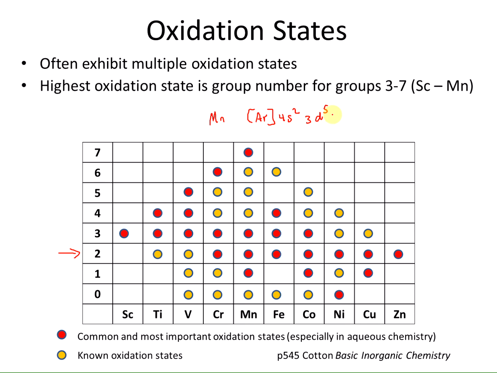And of course chromium has 1 less electron, so it's maxing out at 6. Vanadium has 1 less electron, so it's maxing out at 5. And that trend continues on. But once you get more than 7 valence electrons, it's harder and harder to remove all of them. Now you have a similar picture in your book. It may vary slightly, but I pulled this figure and I recreated it from Cotton's Basic Inorganic Chemistry book. But you'll find generally the same information.